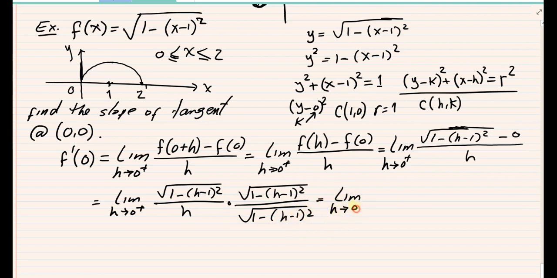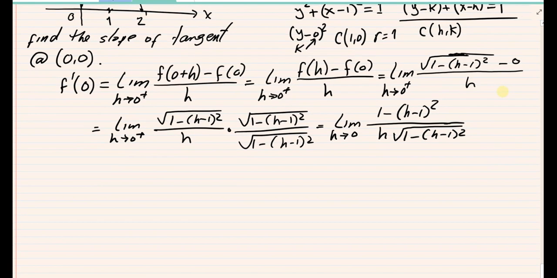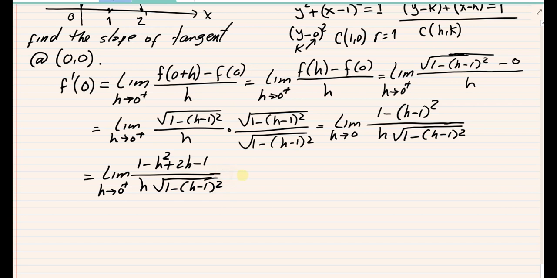That's the limit as h goes to 0 of, the numerator is going to be 1 minus (h minus 1) squared. Okay, and the denominator is going to be h times the radical, the square root of 1 minus (h minus 1) squared. Okay, now we can take the limit. If you expand the binomial, this is what we're going to get. This is the limit as h goes to 0 from the right of 1 minus (h squared minus 2h plus 1) over h times the square root of 1 minus (h minus 1) squared. Okay, and these cross out. And all said and done, this is going to be the limit as h goes to 0 from the right of 2 minus h divided by the square root of 1 minus (h minus 1) squared.